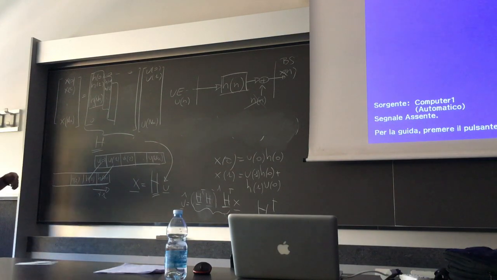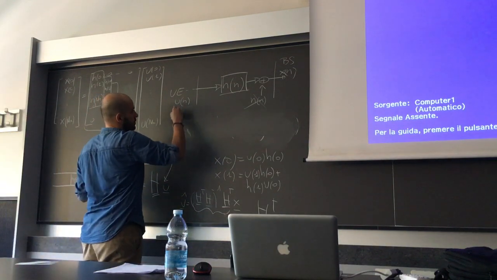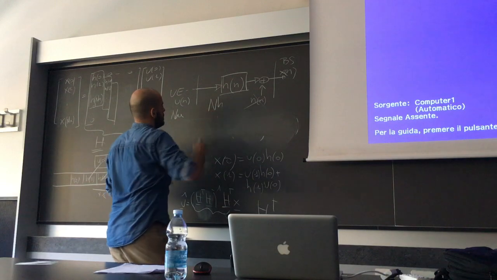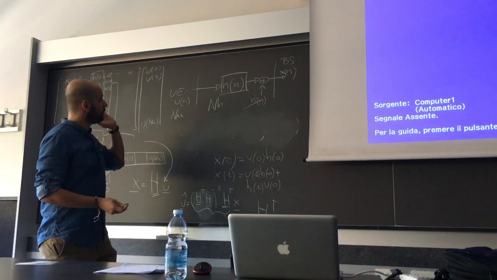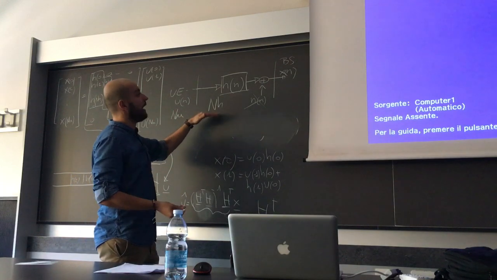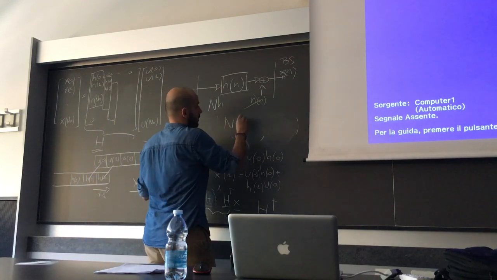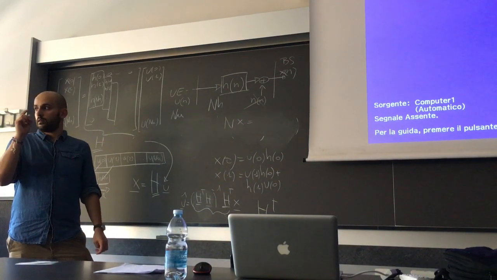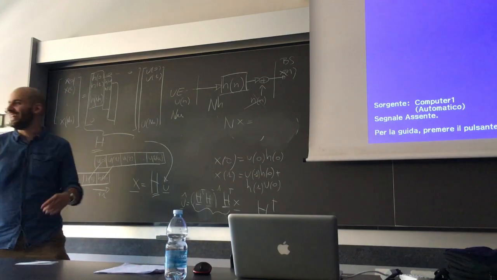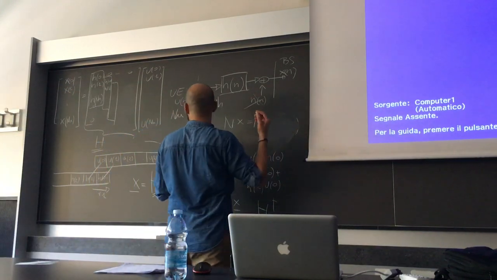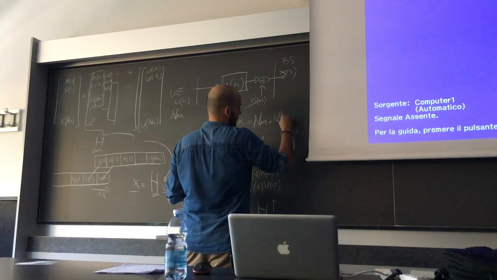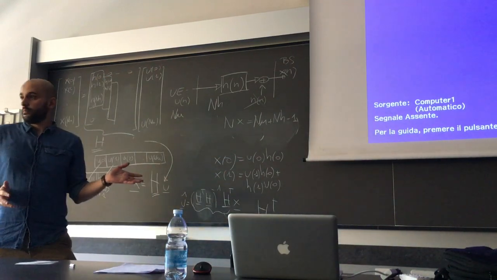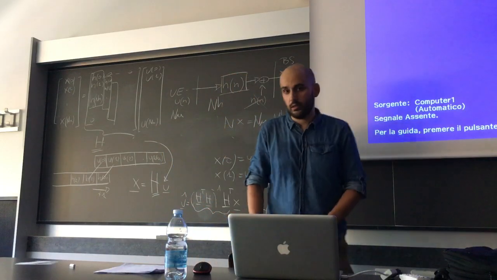One last question for you. If u is a sequence with nu samples, and h is a sequence with nh samples, so I'm convolving a sequence of nu samples with a sequence of nh samples, what's the length of the output sequence? Exactly, as your colleague said, it is nu plus nh minus 1. Is everything clear? So let's go on.